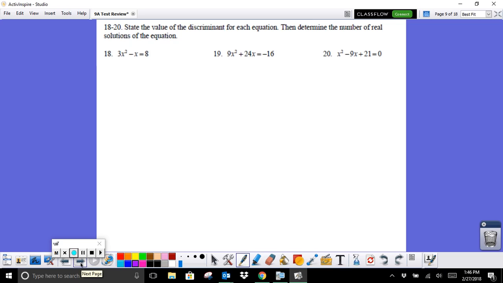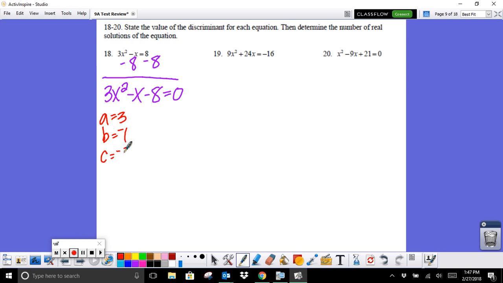All right, 18 through 20. State the value of the discriminant for each equation and then determine the number of real solutions for the equation. All right, so here we go. I need to get this equal to 0 before I can label my a, b, and c. So 3x squared minus x minus 8 equals 0. So here my a is 3, b is negative 1, and c is negative 8.